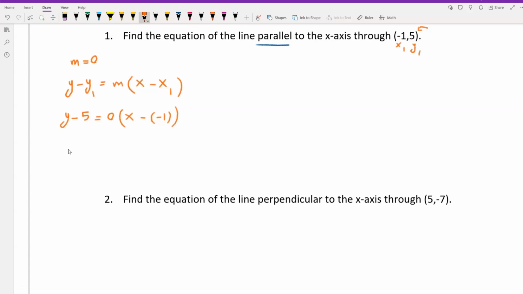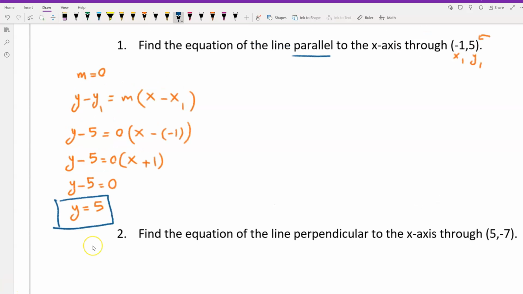So here we have 0 times. What we have on the right side will be 0, but I'm writing all steps. So we have y minus 5 equal to 0 times x plus 1. So it's y minus 5 equal to 0. That means what we have here is y equal to 5. So here is our equation.